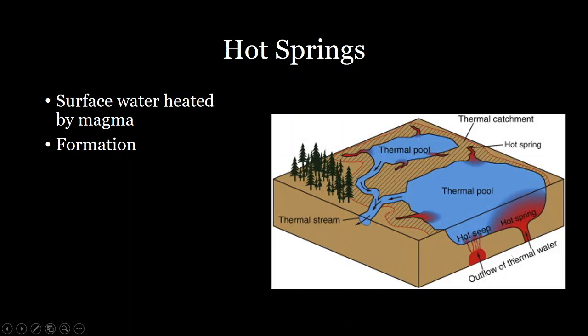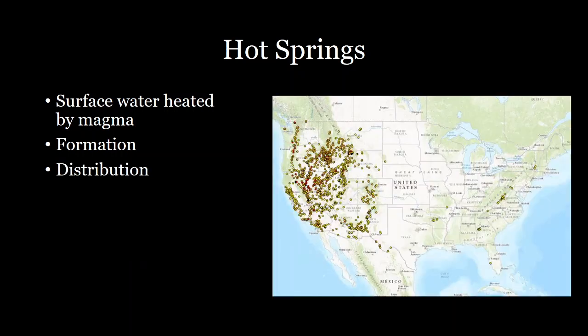And so this can happen as a single channel forming a hot spring, or kind of seep through several smaller holes, having a hot seep, and will form a thermal pool, which is this pool on the surface with hotter than normal water temperatures. And we see a map here of all the different hot springs in the United States.